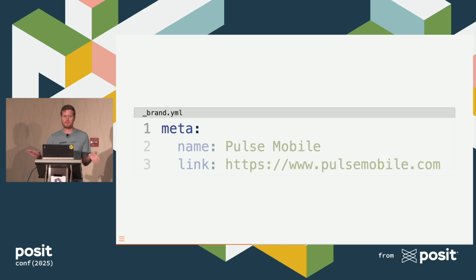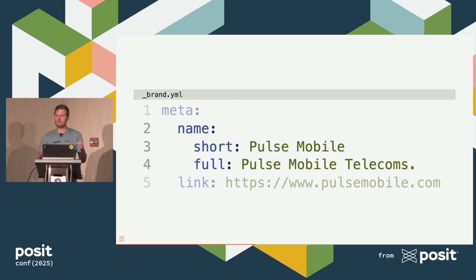First of all, metadata is pretty easy. So what you're going to do is create an underscore brand.yml file, and you start with meta, and now I'm going to say the name of the company here, or the brand, is Pulse Mobile, and there's a link to the homepage.